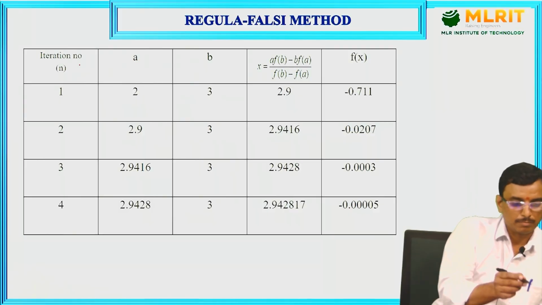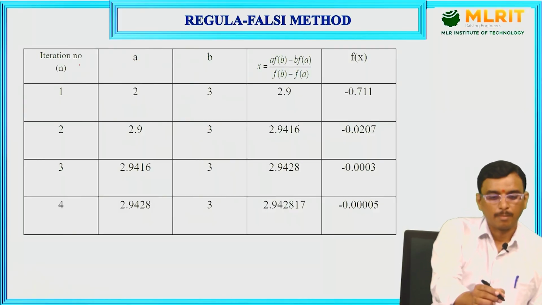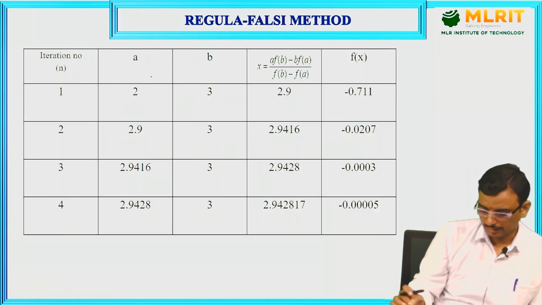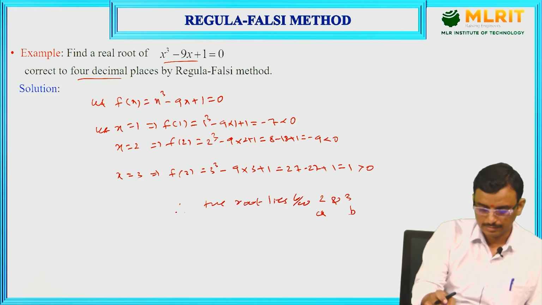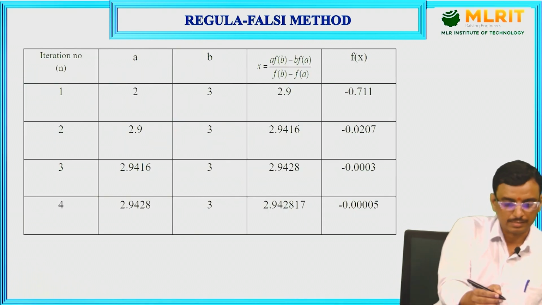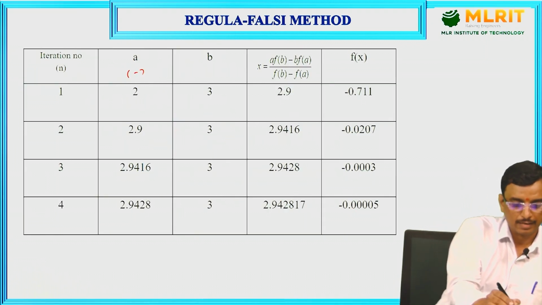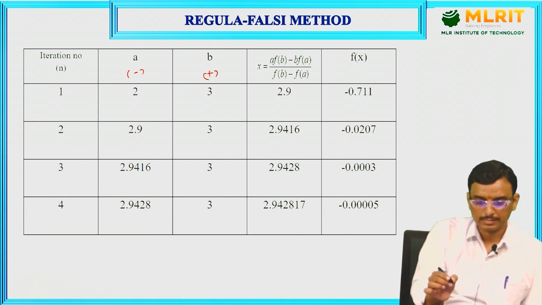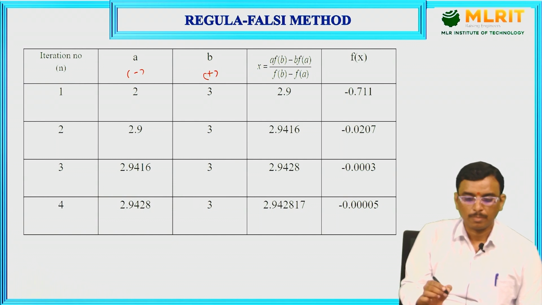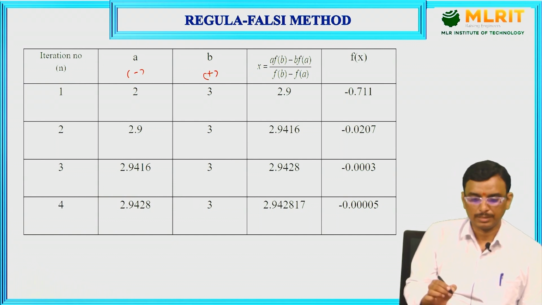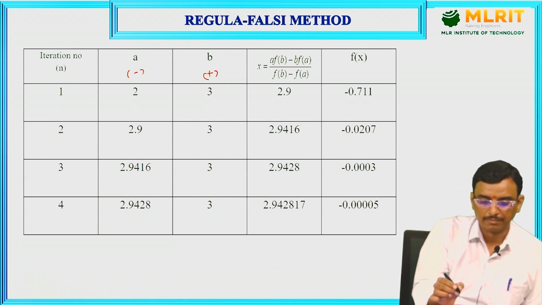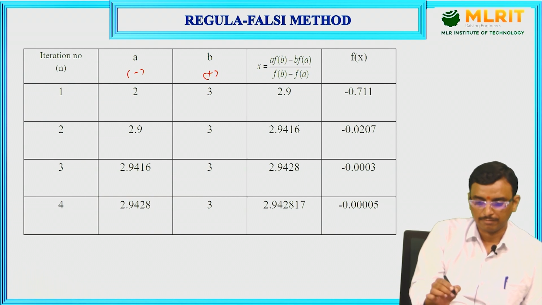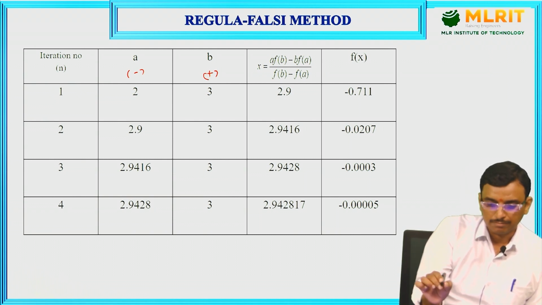So the iteration number is n, and a. Here a is a negative value, so for our convenience we are taking this as a minus sign, and this is positive. So the functional value is positive, and for our convenience we are taking it as plus. And x = (a·f(b) − b·f(a)) / (f(b) − f(a)). So using this result we can find the next approximation root, and f(x).